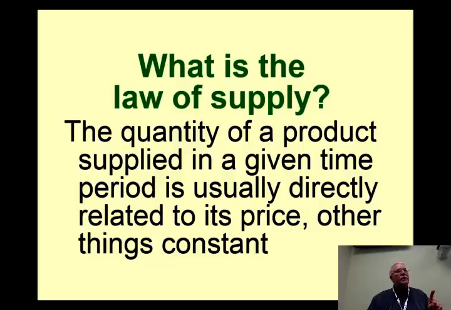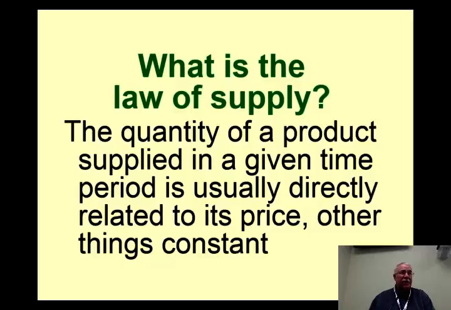Now, what we're saying here is that there's a direct relationship between price and quantity. If price goes up, the quantity supplied goes up. That's a direct relationship. Price goes down, the quantity supplied goes down. See, that's a direct relationship, unlike demand curves where you had an inverse relationship. Now, why, and this is really quite simple, why is it that when the price goes up, the quantity supplied goes up?